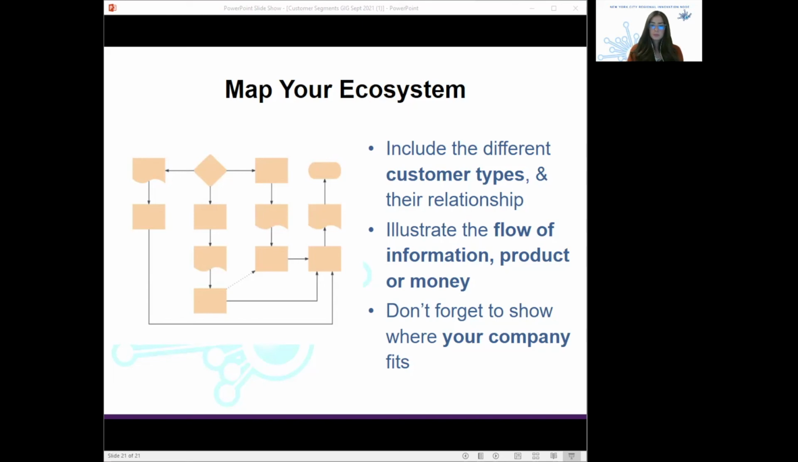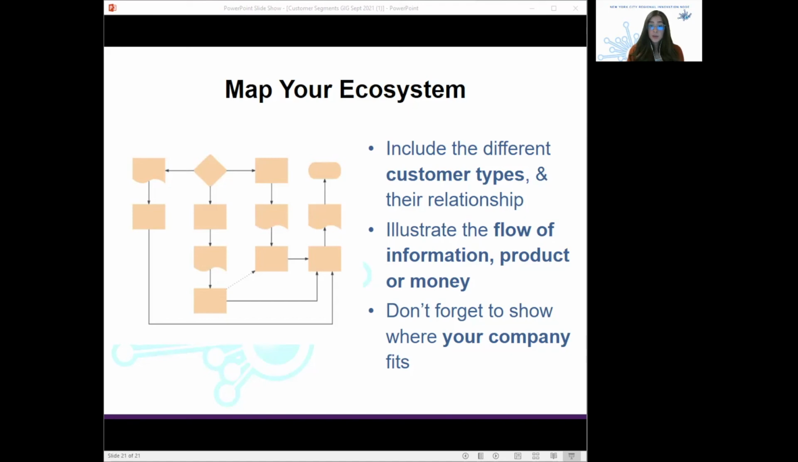Okay, just to wrap up, when you create your customer ecosystem maps for your product and for your company, be sure to include the different customer types. Try to illustrate as best as possible the flow of product, information, or money between the different boxes. And don't forget to show how your company fits in the ecosystem.